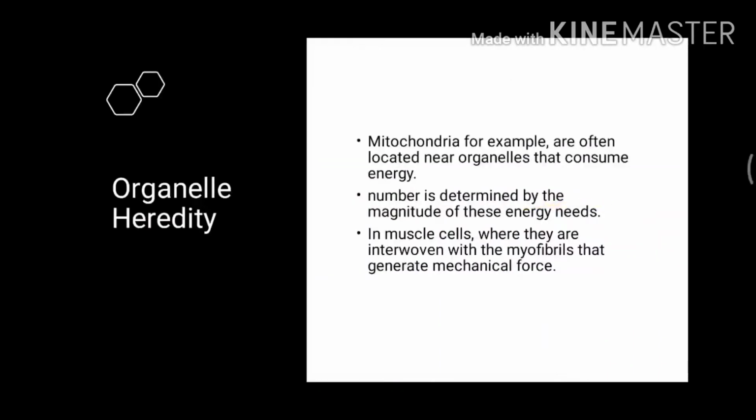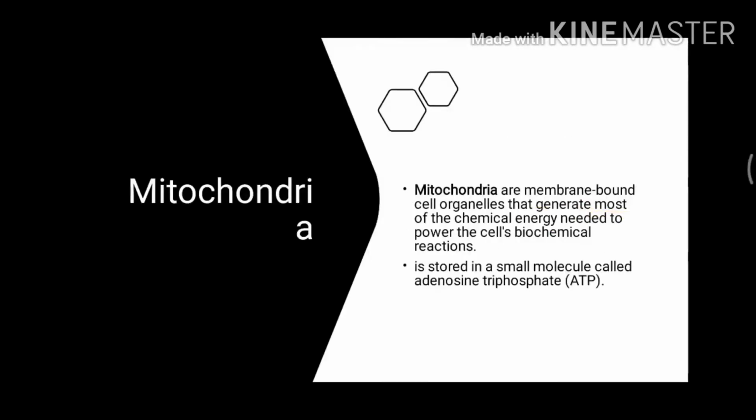Organelle heredity. Mitochondria, for example, are often located near organelles that consume energy. Their number is determined by the magnitude of these energy needs, as in muscle cells, where they are interwoven with myofibrils that generate mechanical force. Mitochondria are membrane-bound cell organelles that generate most of the chemical energy needed to power the cell by chemical reaction. It is stored in a small molecule called adenosine triphosphate, or ATP.